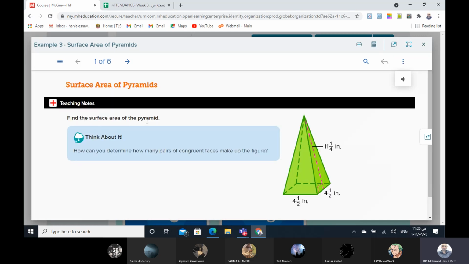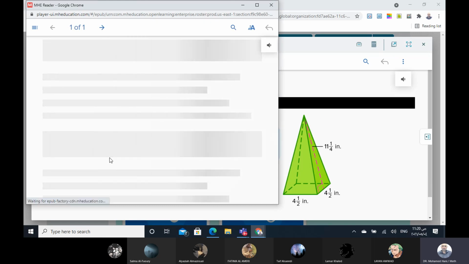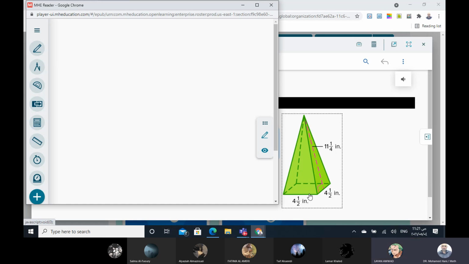Find the surface area of the pyramid. Here, as you see, we have a pyramid. Who can tell me what is the type of the base of this pyramid? Square, great, because we have this side 4.5 and this side 4.5. Is the square a regular polygon or not? Yes, regular polygon. It means this side equals this side equals this side equals this side.